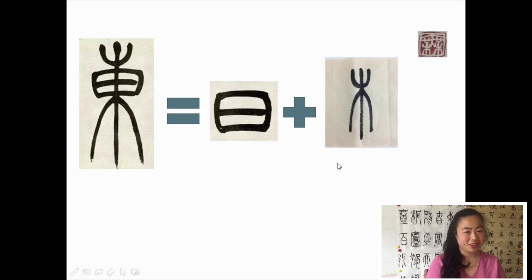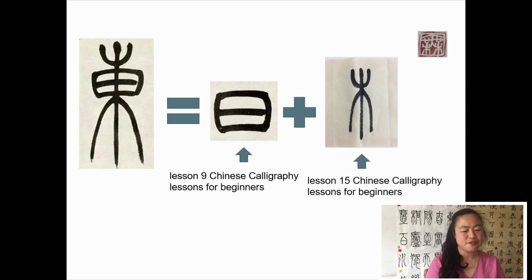Both of these two characters we've learned in our Chinese calligraphy lessons for beginners. The first one is from lesson 9 and the second one from lesson 15. Do you still remember? I guess some of you haven't taken it. It's not a problem. The first one means sun, the sun in the sky.